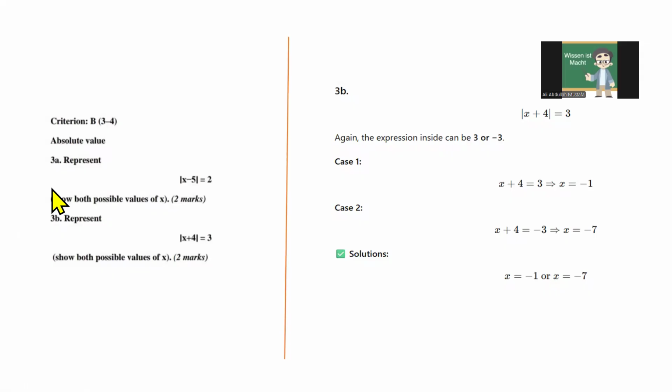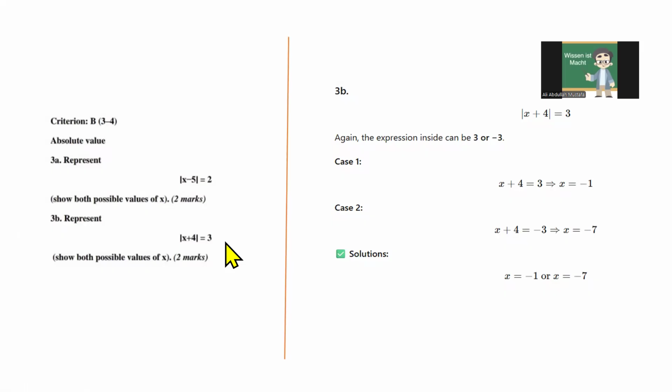We have now this equation here, the absolute value of x minus 5 equal to 2. As I told you, when you find something with an absolute value, that means it has two signs, negative and positive. So you solve it in this way: x minus 5 equal 2, and then x minus 5 equal minus 2, and you find the value of x.